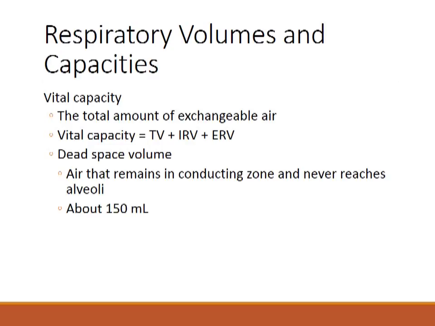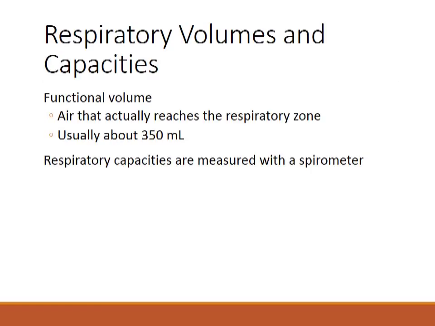Dead space volume is the amount of air that remains in the conducting zone and never gets to the alveoli. It just hangs out there and never gets all the way down to the gas exchange site. That's about 150 milliliters. Functional volume is the air that actually reaches the respiratory zone, which is about 350 milliliters. We usually measure respiratory capacities with something we call a spirometer, which most primary care offices and hospitals would have.